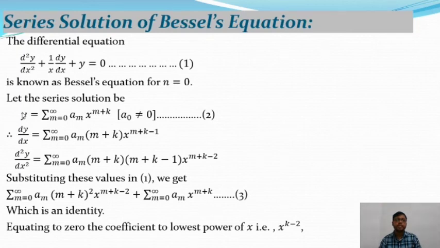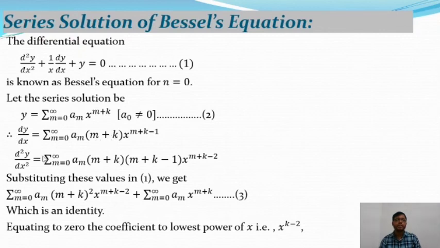Now we differentiate this equation with respect to x, and we get dy/dx equal to the summation of a_m into the derivative of x to the power m plus k, which is (m+k) into x to the power m plus k minus 1. Again we differentiate, and we get d2y/dx2 equal to the summation of a_m into (m+k) into (m+k-1) into x to the power m plus k minus 2. This is the second order derivative, and the previous one is the first order derivative of the function y.